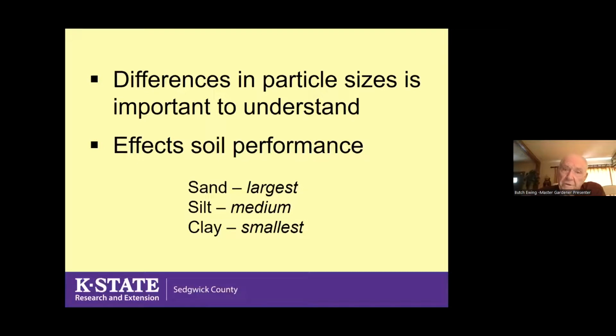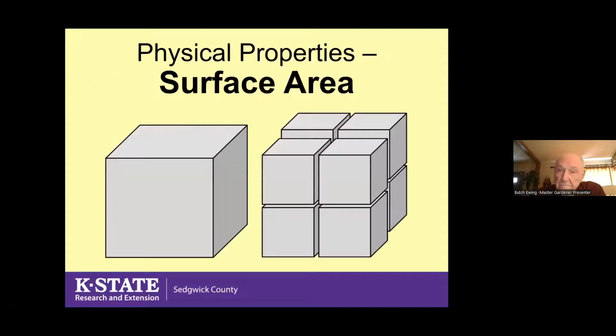So as we said, the difference in these particle sizes is what's important to understand, because they will have an effect on the performance of our soil. What's important about the size of the particle is that it's on the surface of these soil particles that the nutrients in our soil tend to collect. The nutrients don't just run free and wild in the soil. They do tend to collect on the surfaces of these soil particles.